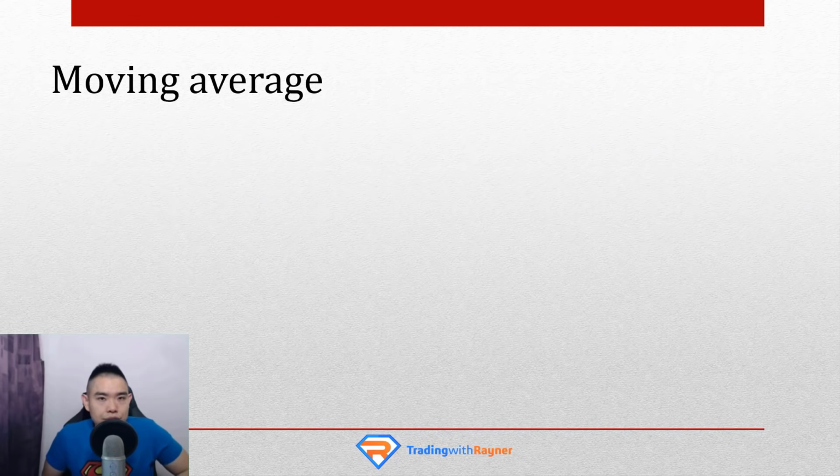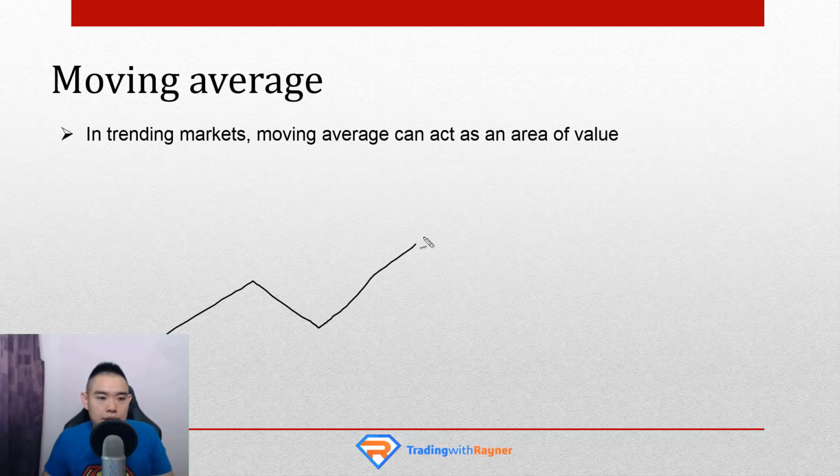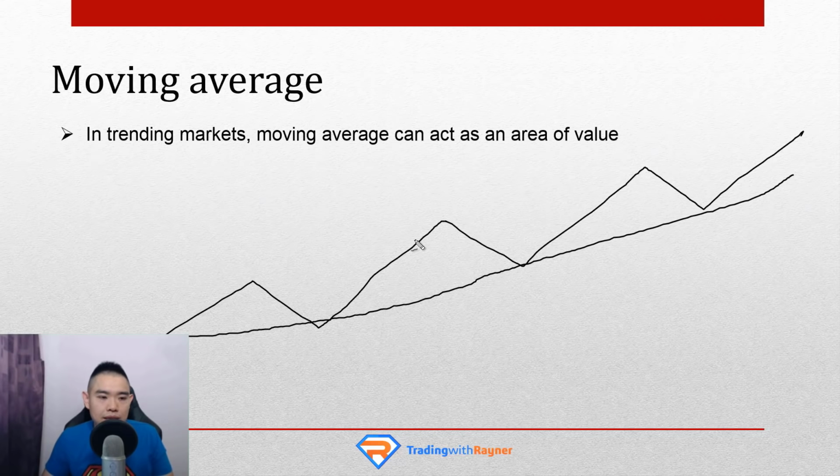Okay, so moving average again. So how can you use moving average to define an area of value? So here's how. In trending markets, for example, in an uptrend, a moving average can act as an area of value. It will look something like this. So let's say the market is in an uptrend, makes a high, a pullback, another high, pullback, another high, pullback, another high. When you overlay a moving average, let's say the 50-period moving average, you would realize that the price has bounced off the moving average a number of times, once, twice, 3 times. And if you come back for a 4th time, we can say that, hey, this is an area of value and this is where buying pressure could step in and push the price up higher.